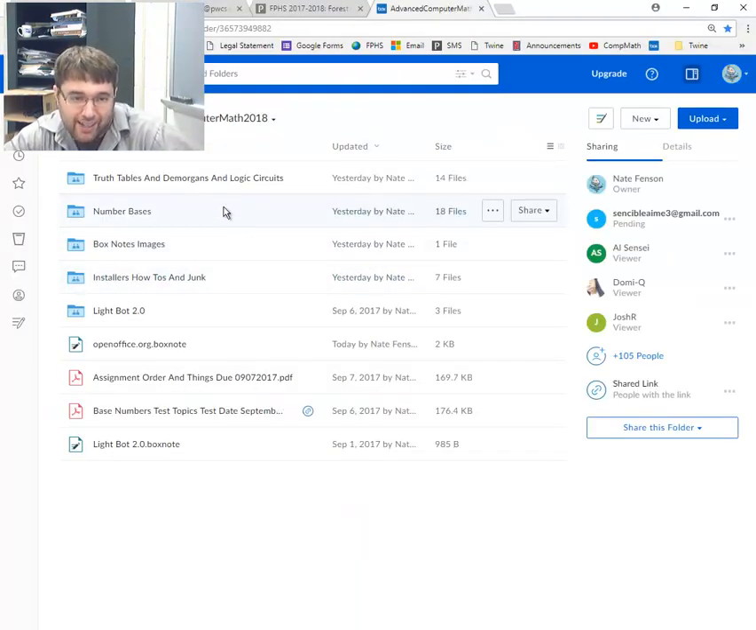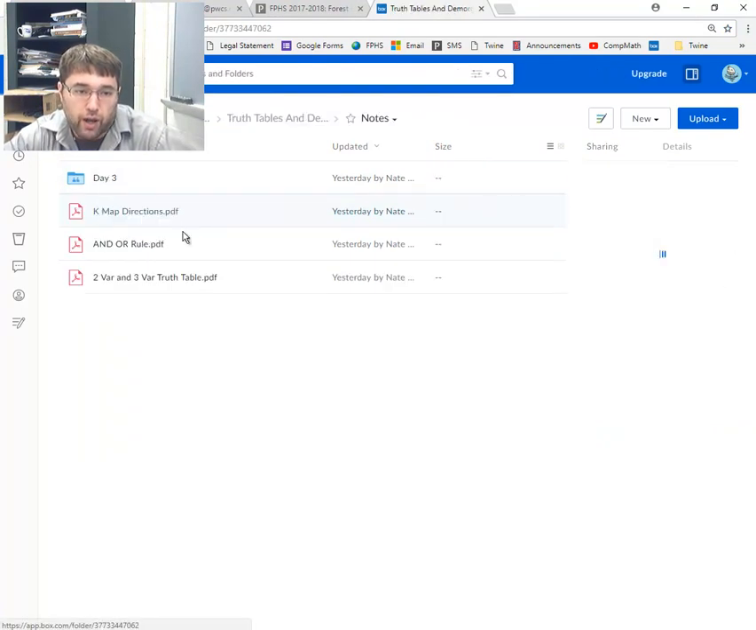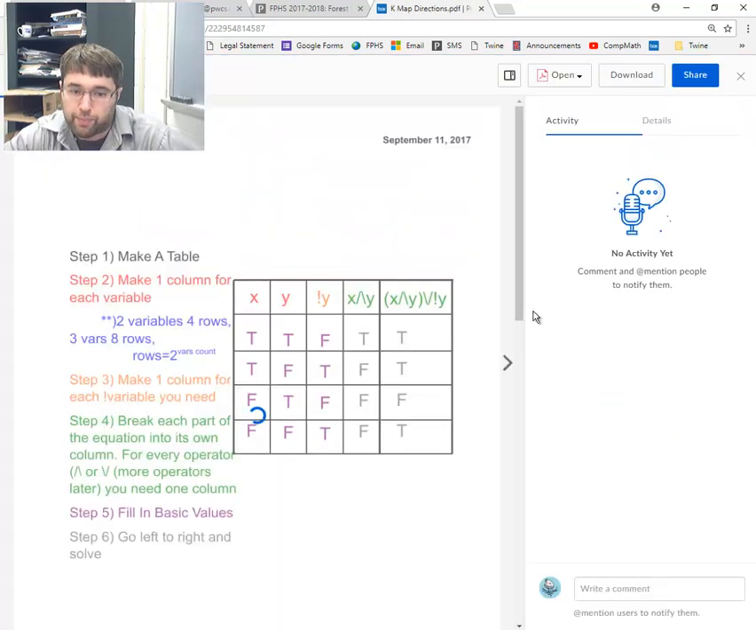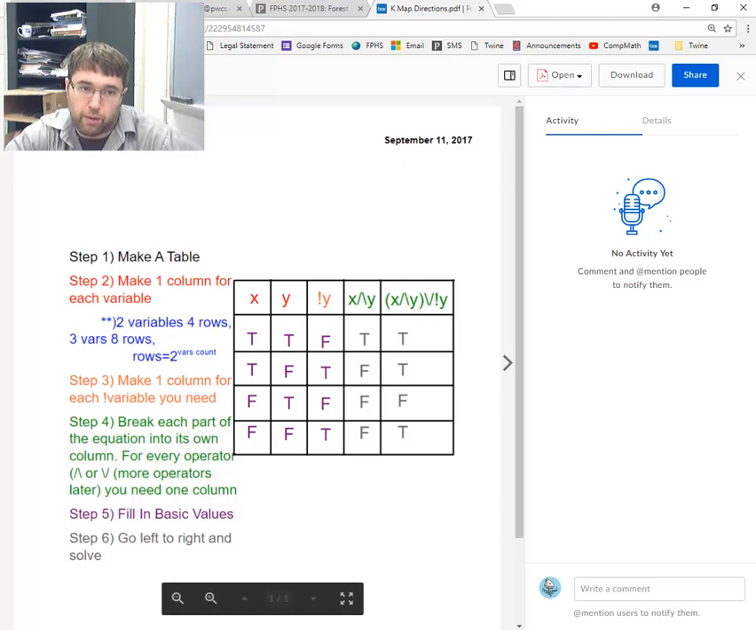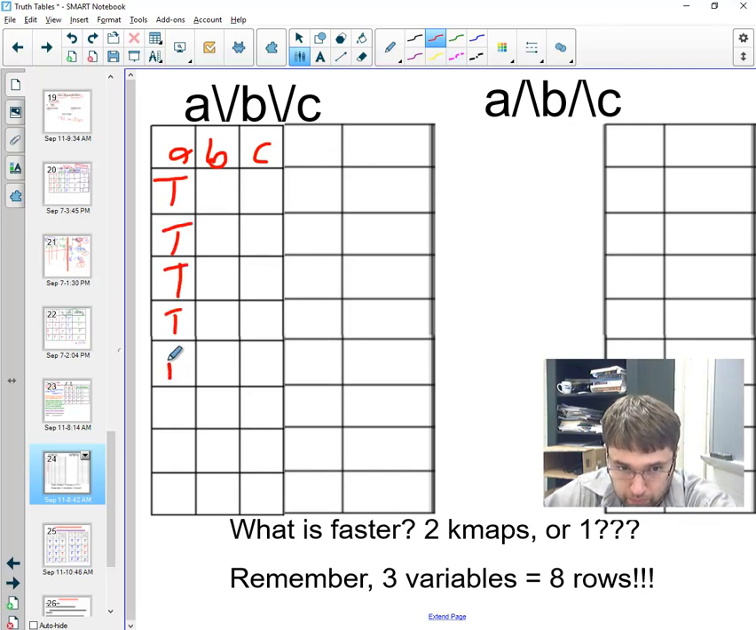So if you go on Box.com, go to Truth Tables, De Morgans, and Logic Circuits, then go on Notes. And under Notes you have K-map directions, which is right here, which I'm going to rename Truth Tables direction. What are the variables you have? A, B, C. That means you go true, true, true, true, false, false, false, false. What's the last column? A or B or C.